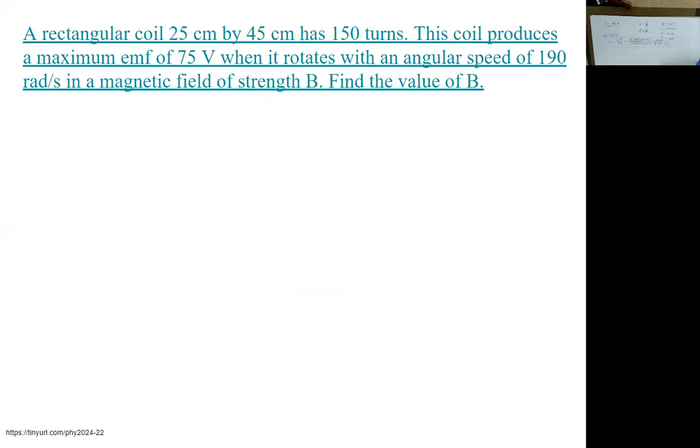All right, so let's take a look at one example here. It says a rectangular coil, 25 centimeters by 45 centimeters, has 150 turns. This coil produces a maximum EMF of 75 volts when it rotates with an angular speed of 190 radians per second in a magnetic field of strength B. So what's this strength B?